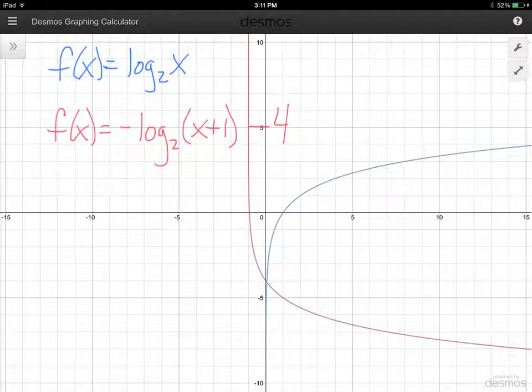So now we've taken our basic log base 2 of x, we've reflected it over the x-axis, we've moved it to the left 1, and we've moved it down 4. So it's flipped, spun around, and gone to the left 1, down 1, 2, 3, 4.